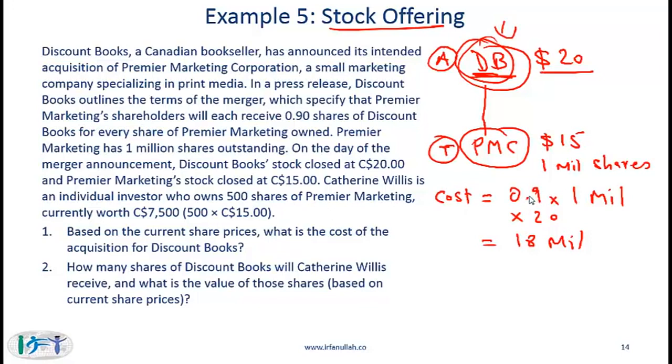0.9 refers to the number of shares of the acquirer for one share of the target, multiplied by 1 million, because that is the number of shares of the target, multiplied by 20, which is the share price of the acquirer. When you do the calculation, you get 18 million.